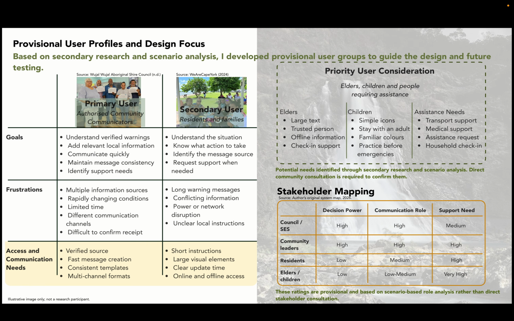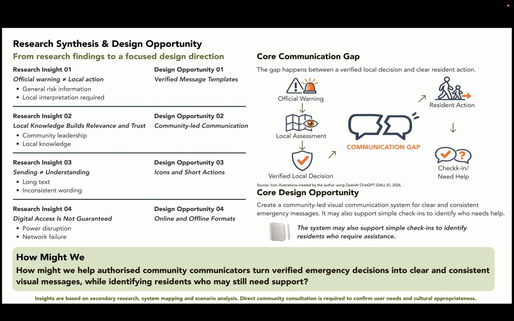My primary users are authorised communicators, while residents and families are the main secondary users. The key gap happened between a verified local decision and a clear resident action. So my question is, how can authorised communicators create clear emergency messages while also identifying residents who still need support?